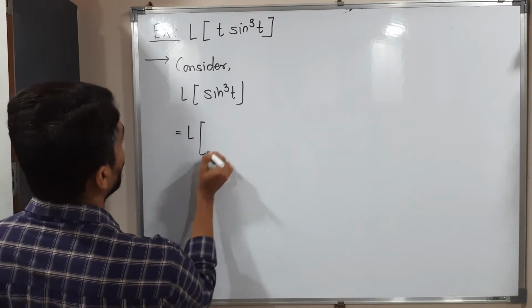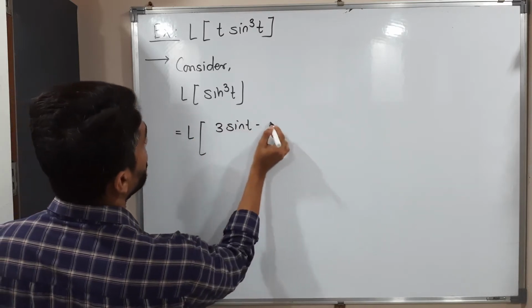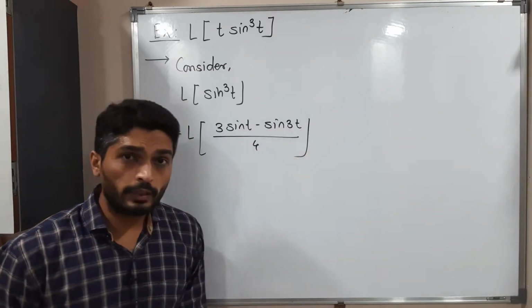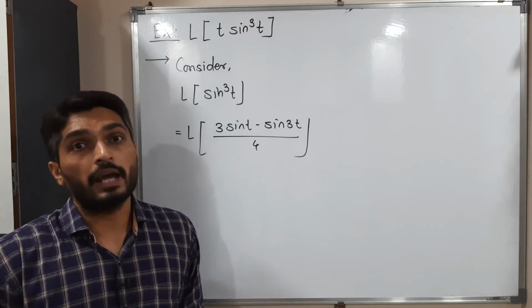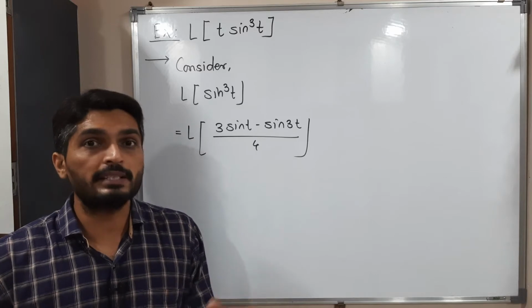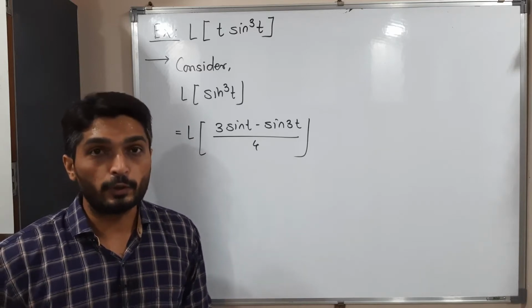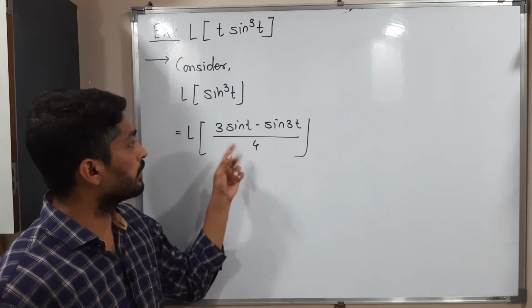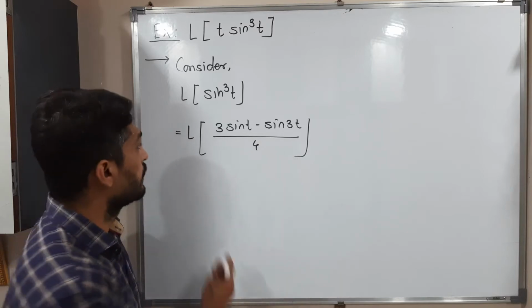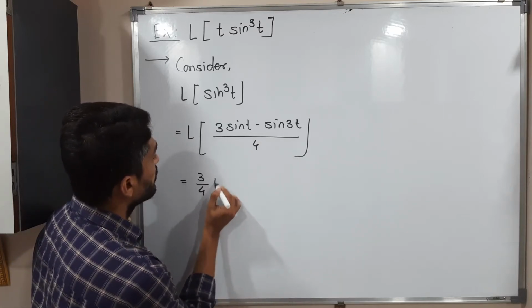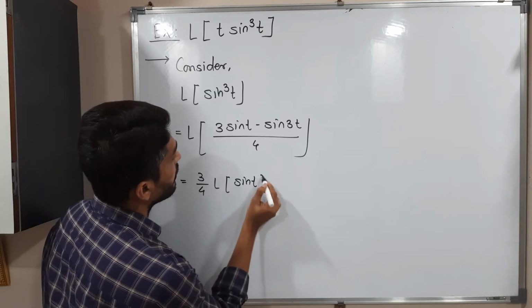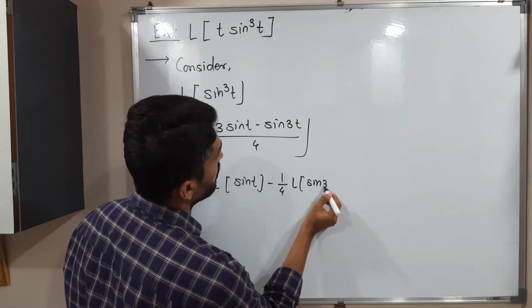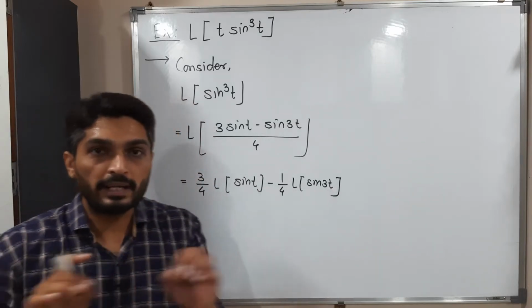So this is equal to Laplace of (3 sine t minus sine 3t) divided by 4. So you know that when you have any constants, you can take outside, as well as if there is a subtraction, you can take separate Laplace transform. Same thing I am going to do. 4 is a denominator of both terms. So 3 by 4 is a constant, you can take it outside. Laplace of sine t, correct, minus 1 by 4, which is the denominator of this one again, Laplace of sine 3t. So in this way, we have made them separate.